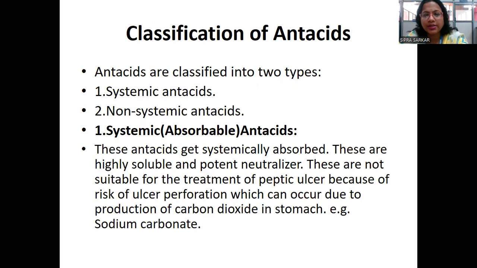Now, classification of antacids. They are classified into two categories: systemic antacids and non-systemic antacids. Systemic means absorbable. They will be absorbed throughout the gastrointestinal system. That's why they are called systemic antacids. These are highly soluble and potent neutralizers. They will neutralize the action of acidic products. These are not suitable for the treatment of peptic ulcer because of the risk of ulcer perforation, which can occur due to the production of carbon dioxide in the stomach. An example is sodium carbonate. If any person has been suffering from acidity for a longer time, they can develop a peptic ulcer. So for this condition, we cannot use systemic or absorbable antacids.